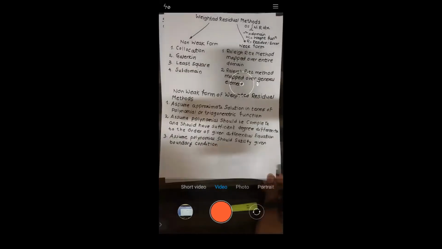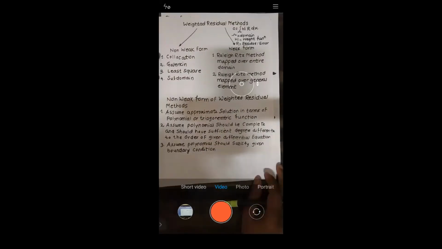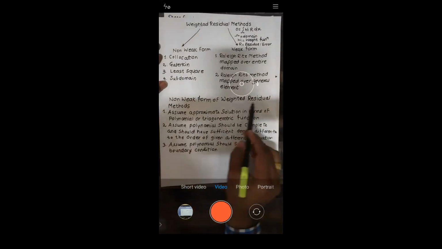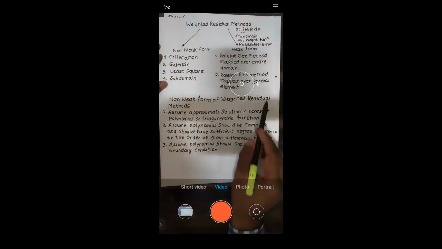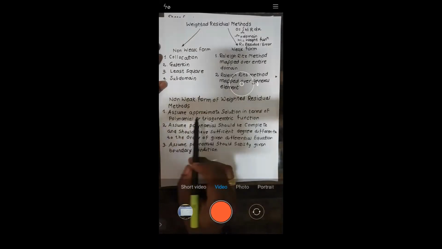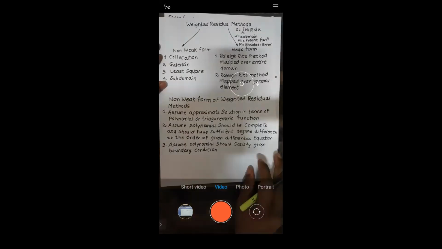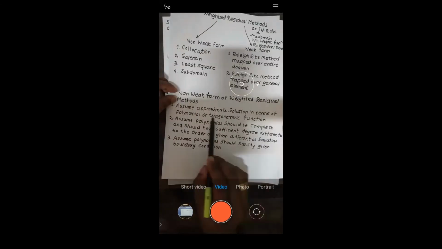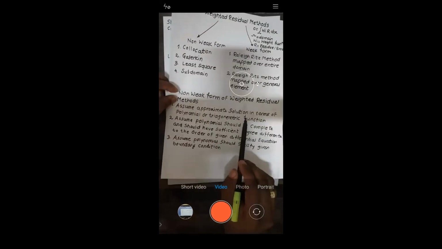Okay, you can see this. If you need to get the solution of any differential equation, you need to assume the approximate solution in terms of polynomial or trigonometric function. So I have assumed the approximate solution in terms of polynomial. So this is the first step: assume the approximate solution in terms of polynomial or trigonometric function. So I have assumed the solution in terms of polynomial.